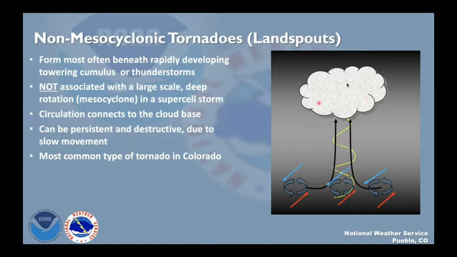You get a stronger updraft from maybe some cumulus forming, or maybe a little bit stronger storm, and then it grabs that air from the surface and just sucks it right up and shrinks the diameter of that circulation and forms a landspout. These are the most common type of tornado in Colorado. They are persistent and they are destructive, because you're probably seeing winds of 100, 110 miles an hour in these things. But they don't really move too much, just because they're anchored to this one updraft right here.